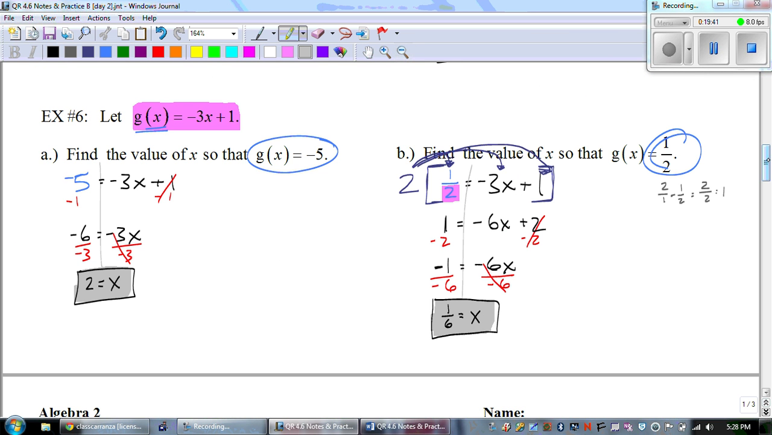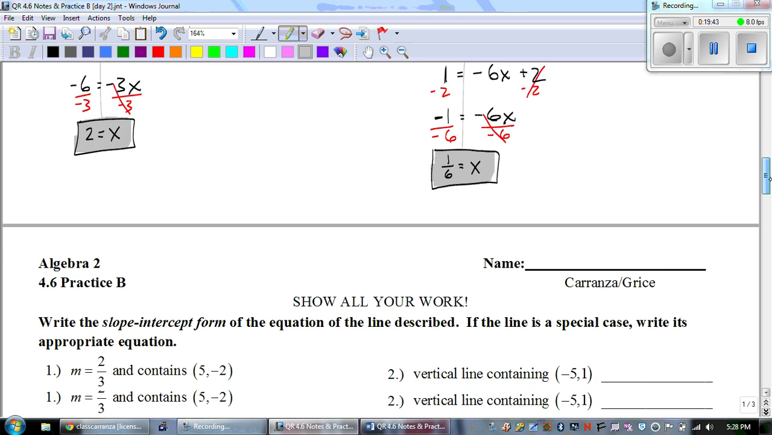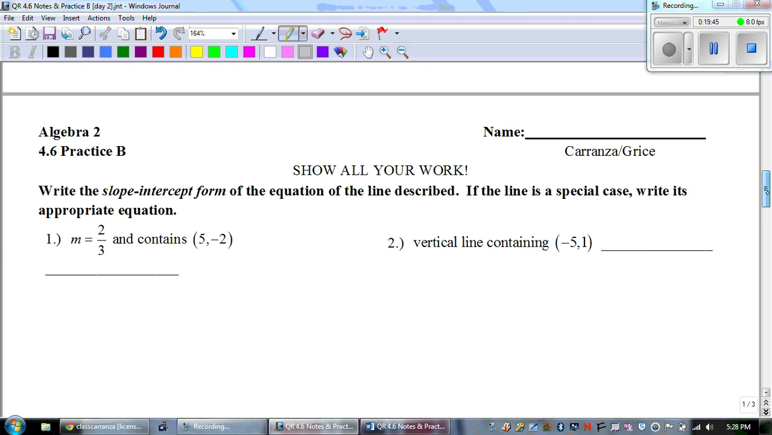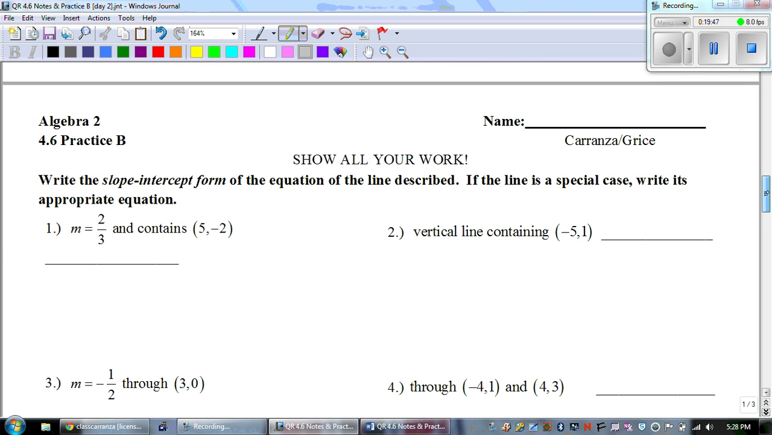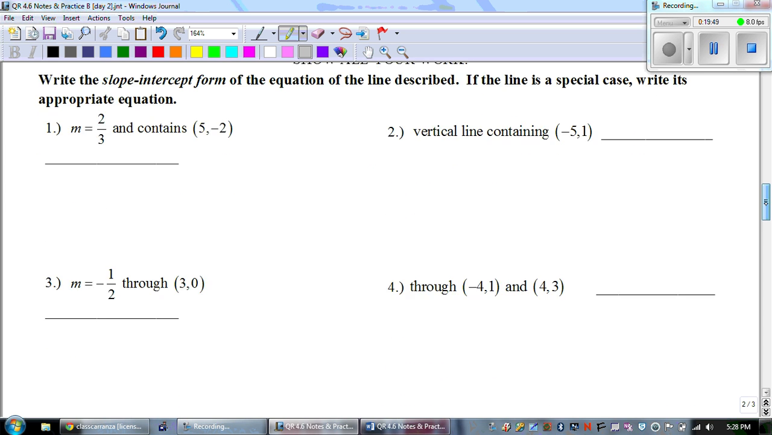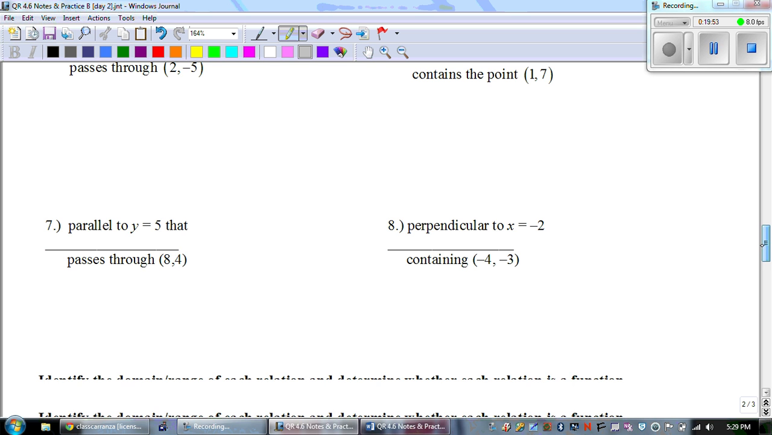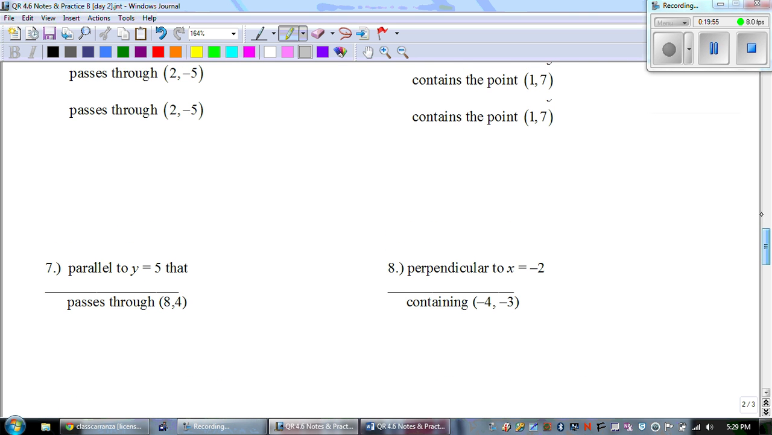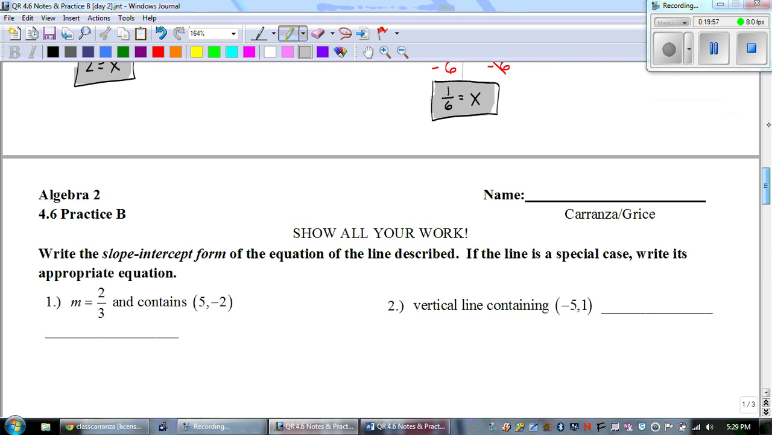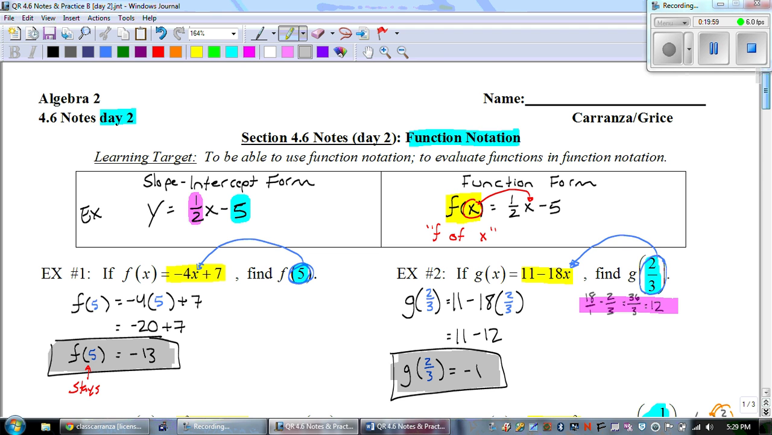Okay, well, that's it. Now, your homework is on the back side, the 4.6 practice B. And this is a pretty good review of everything we've done so far. Okay. Now, if you have any questions, please come find Ms. Carranza or myself. We would love to help you out.